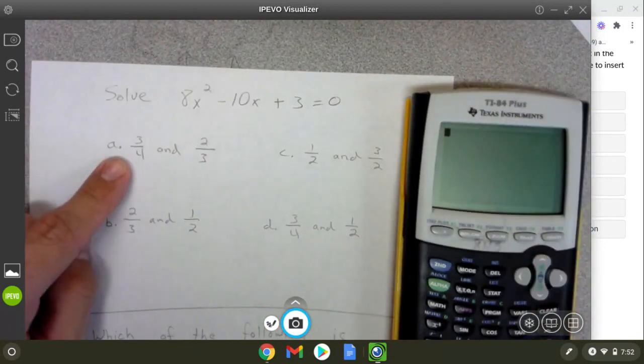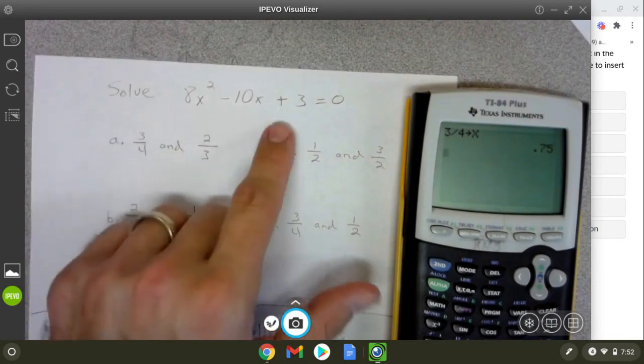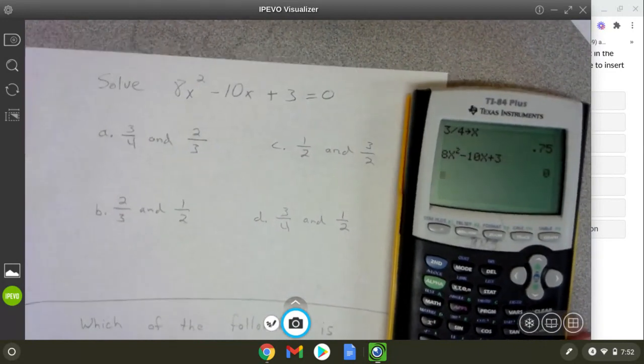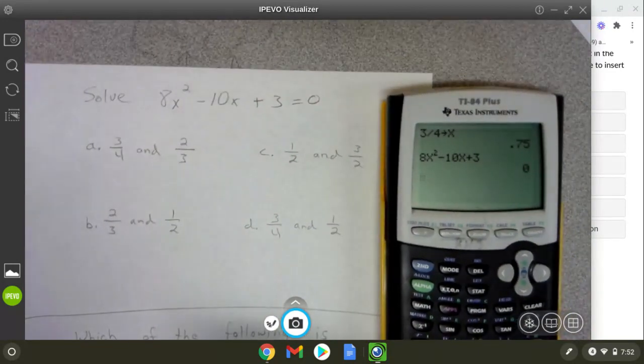So I'm going to do 3/4 store to x, and I'm just going to type the original in: 8x squared minus 10x plus 3. And voila, it does give you 0. So 3/4 is an answer.